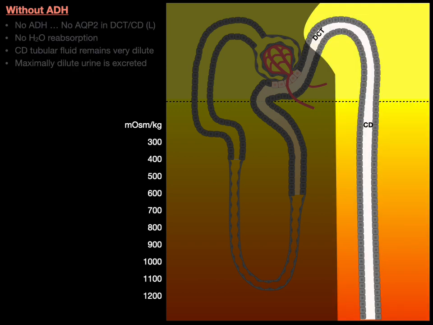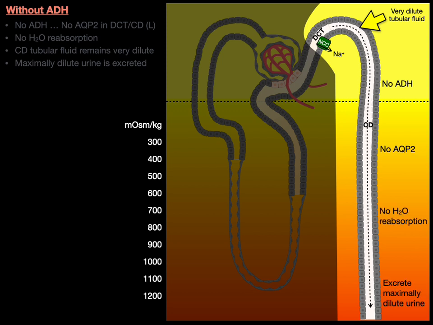So there's the distal tubule, and there's the NCC transporter that reabsorbs sodium. At the distal part of the distal tubule, we have a very dilute hypotonic urine. As that tubular fluid flows into the collecting ducts, it's very dilute, but there's no ADH, there's no aquaporins, there's no water reabsorption, and so we excrete this maximally dilute urine.